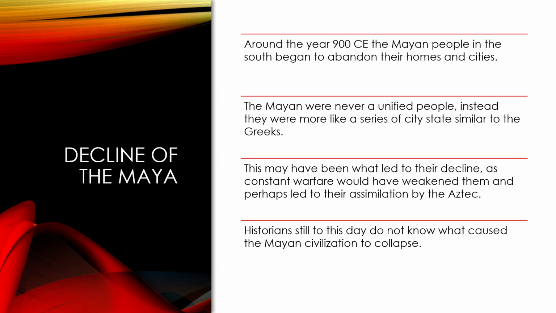And so they are very similar in this way to the Greek city-states. Think of Athens or Sparta, where they were all Greeks. They spoke the same language, they practiced the same religions, but the Spartans were not ruled over by the Athenians.